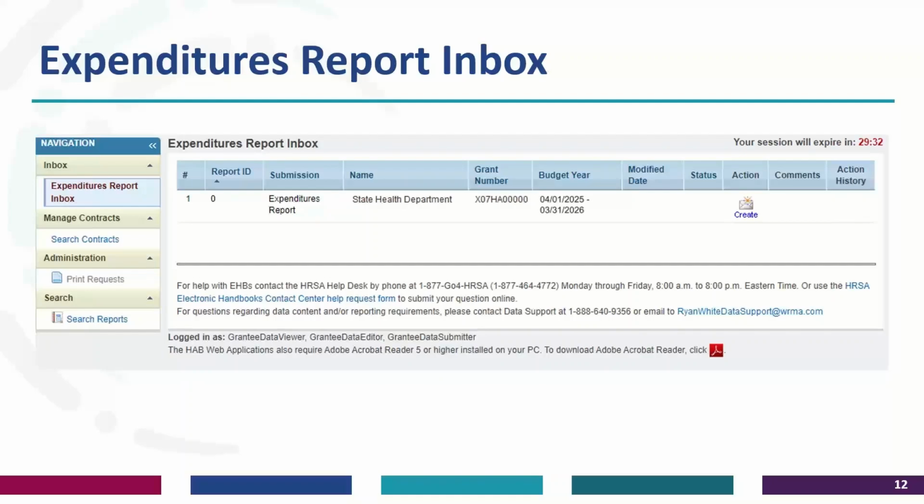So this will then take you to the expenditures report inbox, where you should see your organization's report listed. Clicking on the envelope icon under the Action column will open the report. If this is your first time opening your report, the icon will say Create as shown on this screen, but if you are returning to your report, it will instead say Open.